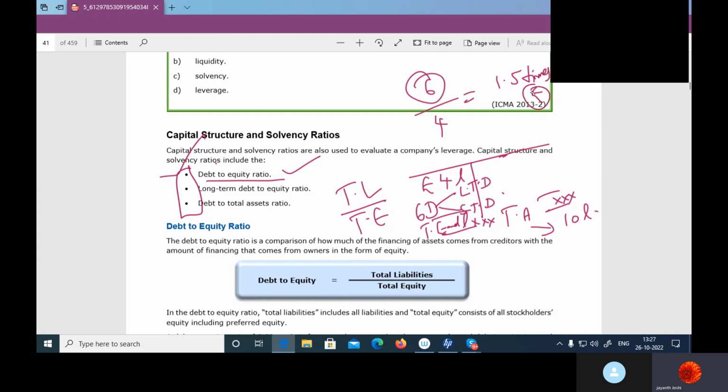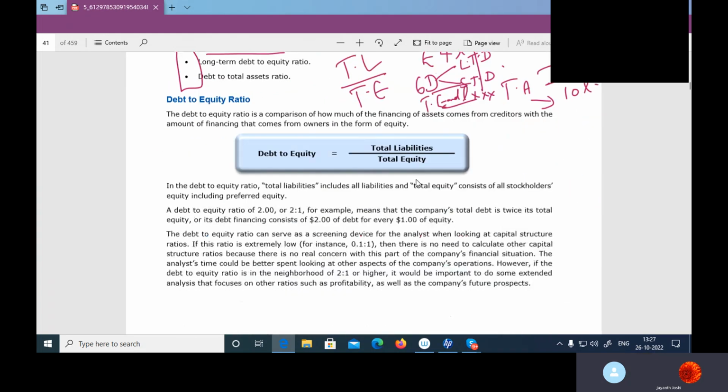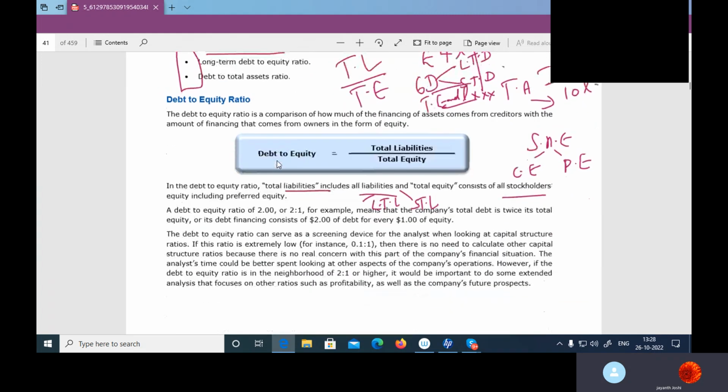Am I right? It is 1.5 times of our equity. In the debt to equity ratio, total liabilities include all liabilities, that is long term liabilities and short term liabilities, and equity consists of shareholders equity. Shareholders equity is nothing but common equity and preferred equity, that is equity shares and preference shares. So a debt to equity ratio of 2 is to 1.